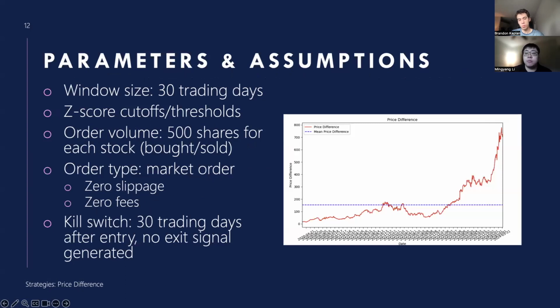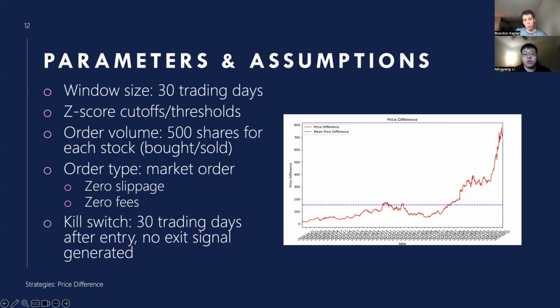And here are the parameters and assumptions that we use for the price difference algorithm. So the past window size is 30 trading days, and we just use a z-score as a threshold for managing the exit and the entry signals. And the order volume is 500 shares for each stock. For example, we buy 500 shares of NVIDIA, and then we sell 500 shares of AMD simultaneously. The reason that we use a share-equal method in this algorithm is because the price difference is based on one NVIDIA share and one AMD share.